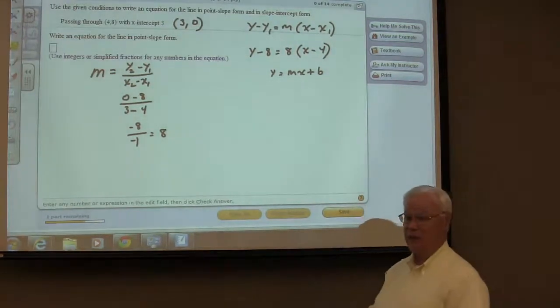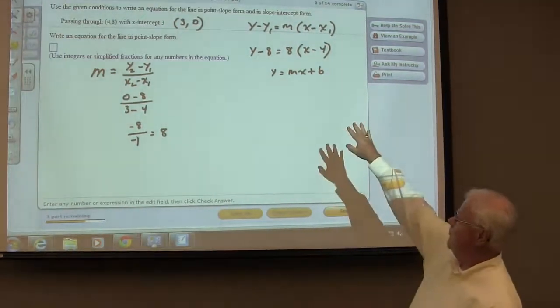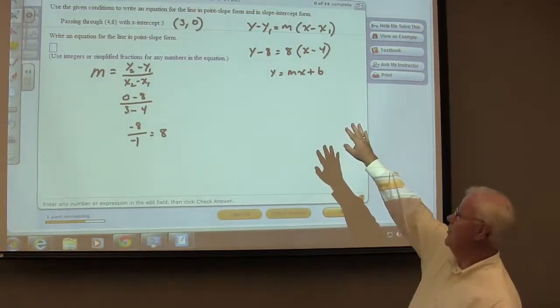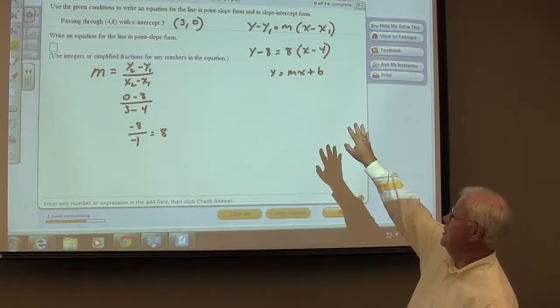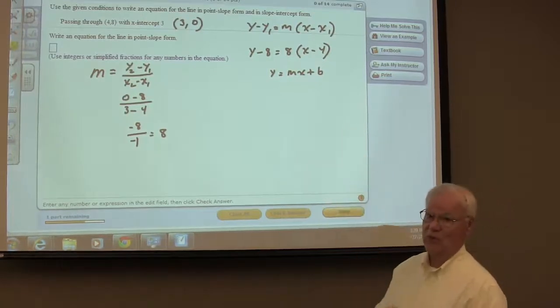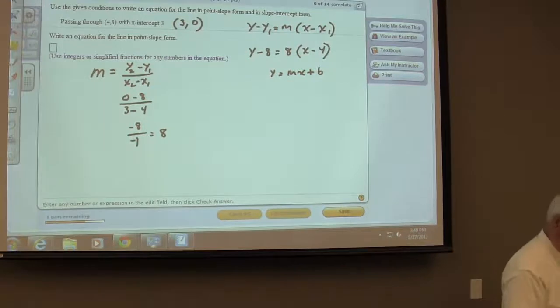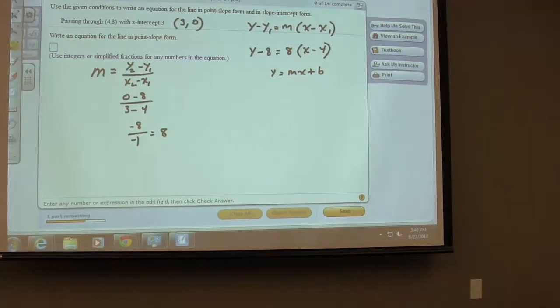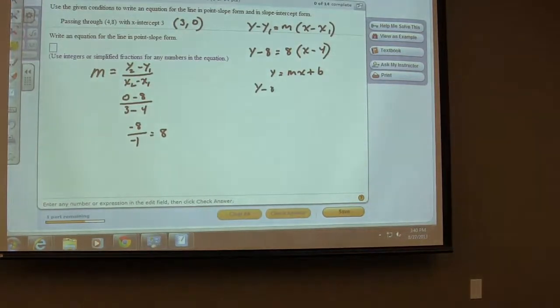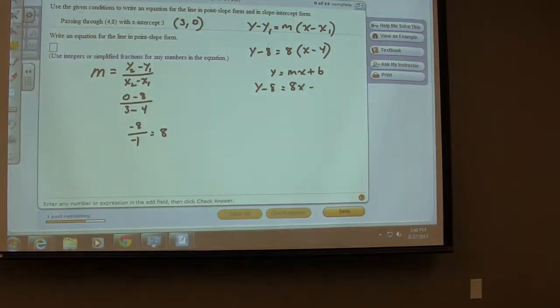Well, I can get there by taking the point-slope form that we just constructed and actually solving for y. So first of all, let's distribute now the 8. So we would have y - 8 = 8x - 32. Remember, it's 8 times the 4.